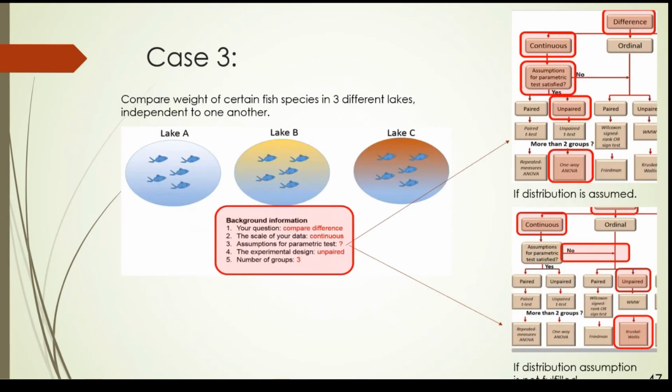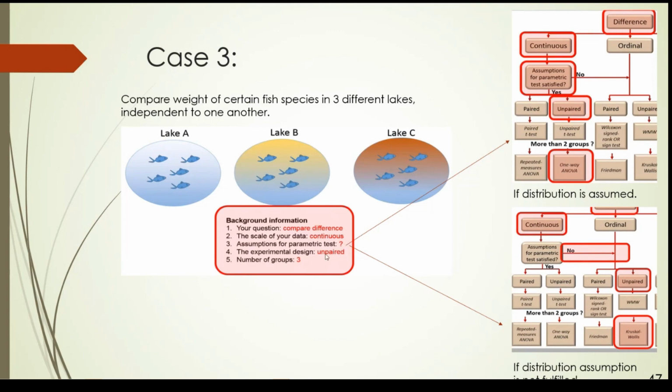Case number 3. We have fish from 3 lakes, Lake A, Lake B, and Lake C. Okay, we want to see the size of the fish in the 3 different lakes. So we measure their weights. So here we are finding the differences of weight. And weight is continuous, right? And then is the test having any distribution? If we know, we put yes. If we do not know, we just put question mark. That means we have to try both.